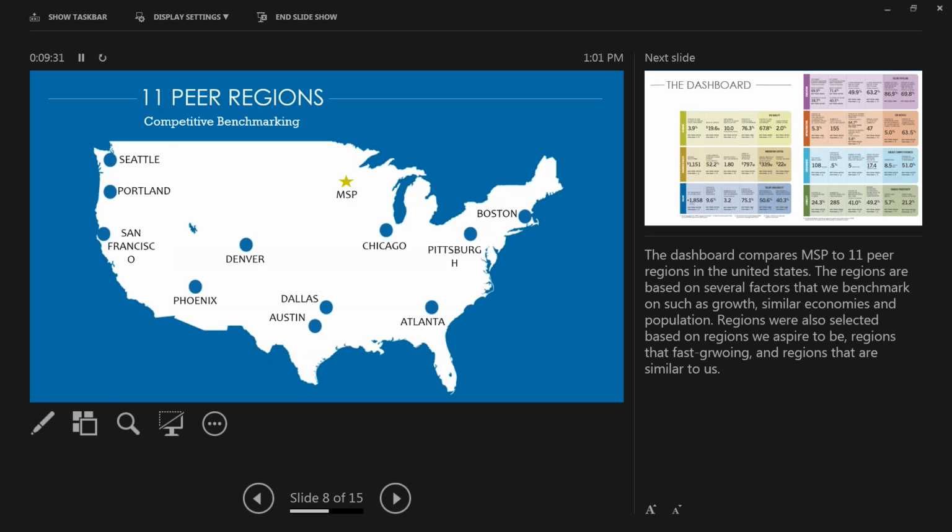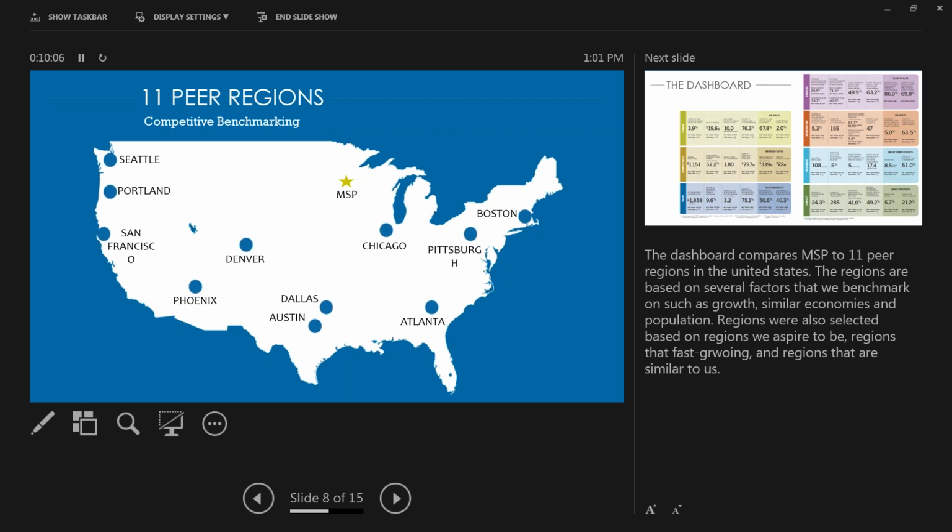And so they chose 11 peer regions. This was based on several factors, such as competitiveness, cities where we may compete with Chicago for a business attraction opportunity. That was one of the categorizations. Similar socioeconomic levels, some are aspirational. Like, do we want to be like Seattle? Yes, no, but those were the factors that came into how we put these peer regions together, how to benchmark ourselves.